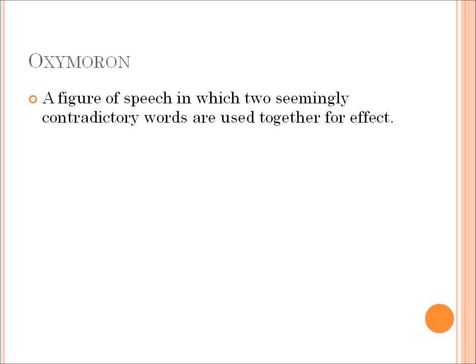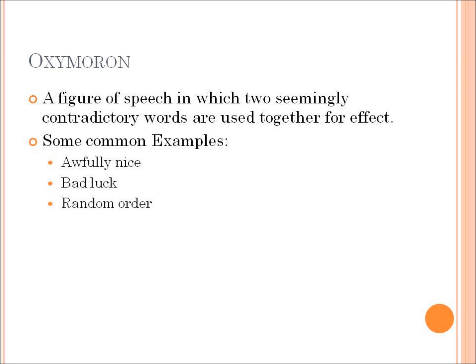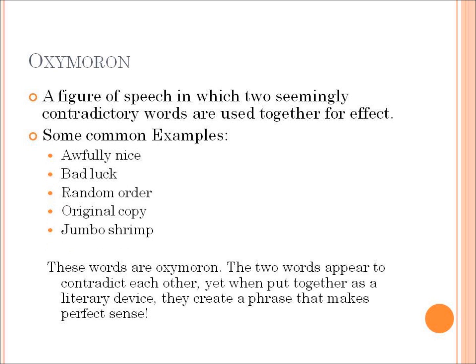Now let's move on to oxymorons. An oxymoron is a figure of speech in which two seemingly contradictory words are used together for effect. Some common examples are awfully nice, bad luck, random order, original copy, or jumbo shrimp. These words are oxymorons. The two words appear to contradict each other, such as random and order, and original and copy. However, when they're put together, they create a literary device that makes perfect sense.